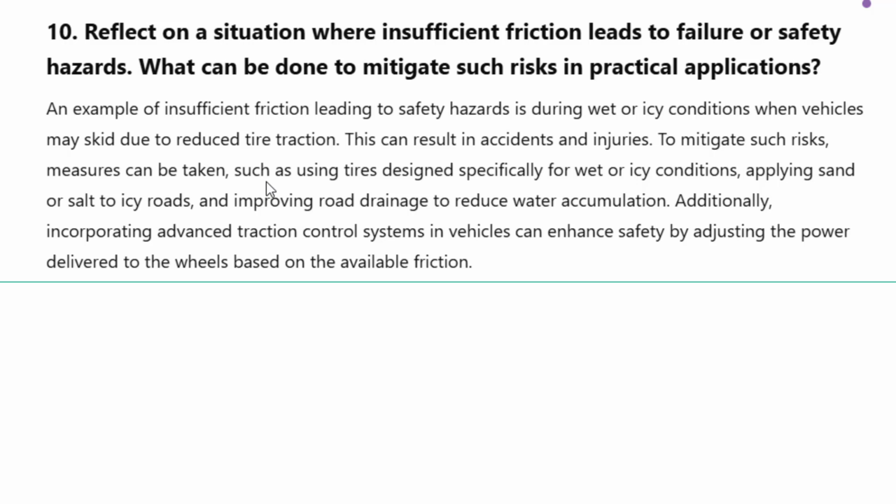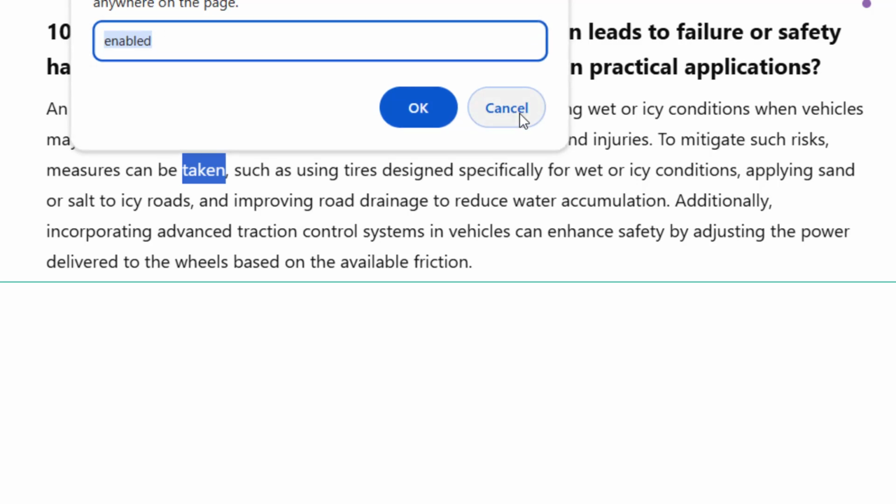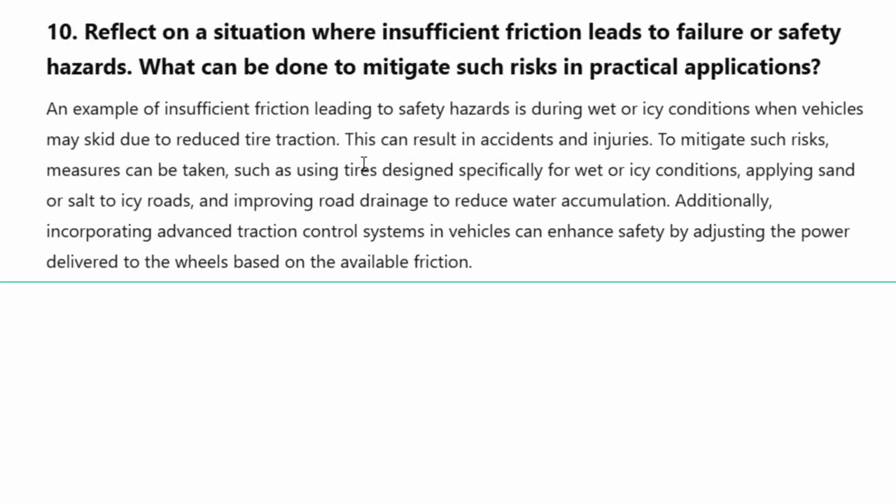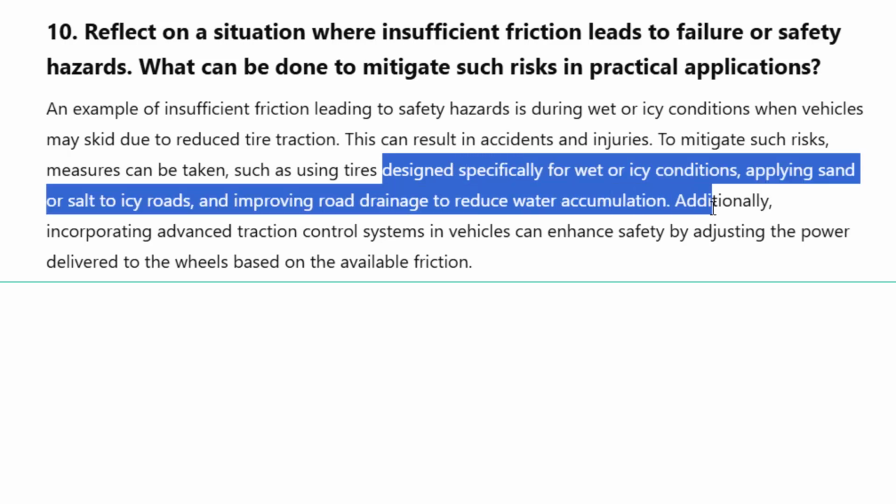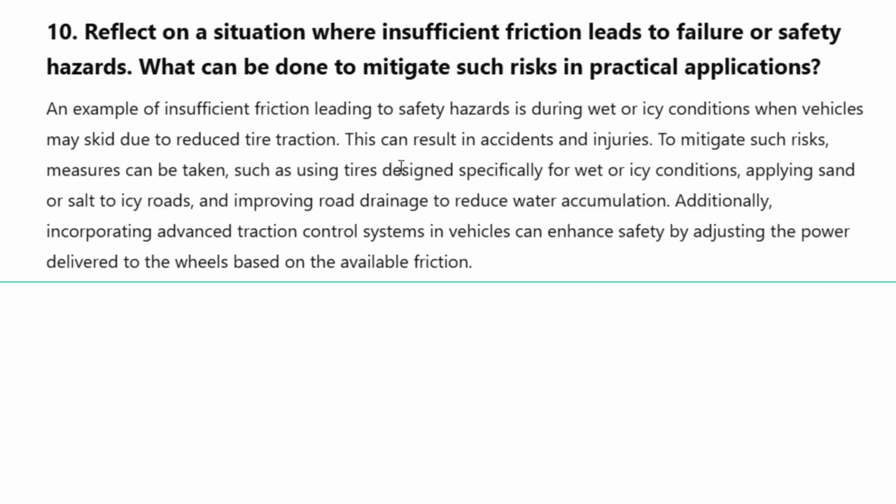10. Reflect on a situation where insufficient friction leads to failure or safety hazards. What can be done to mitigate such risks in practical applications? An example of insufficient friction leading to safety hazards is during wet or icy conditions, when vehicles may skid due to reduced tire traction. This can result in accidents and injuries.